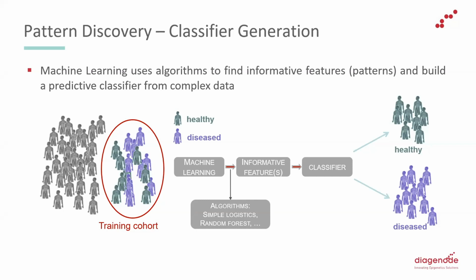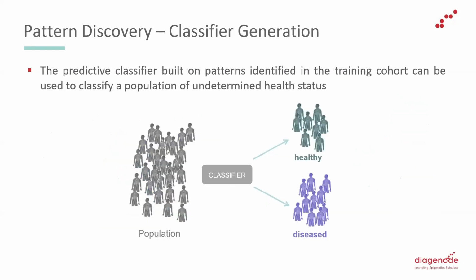We feed the DNA methylation data of this training cohort into the machine learning environment. We will apply different algorithms, for example simple logistics or random forest, to find informative features that will build a classifier to discriminate healthy from diseased people. Then, because this is a supervised machine learning approach, we can use the classifier that was built from the training cohort to determine the health status of the rest of the population based on the DNA methylation data. That's really the main and key concept of machine learning: creating a classifier that will be as accurate as possible to discriminate two populations or two categories of samples based on patterns.